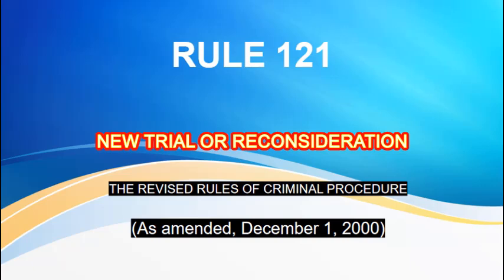Section 2. Grounds for a new trial. The court shall grant a new trial on any of the following grounds. Letter A. The errors of law or irregularities prejudicial to the substantial rights of the accused have been committed during the trial. Letter B. The new and material evidence has been discovered, which the accused could not, with reasonable diligence, have discovered and produced at the trial, and which, if introduced and admitted, would probably change the judgment.